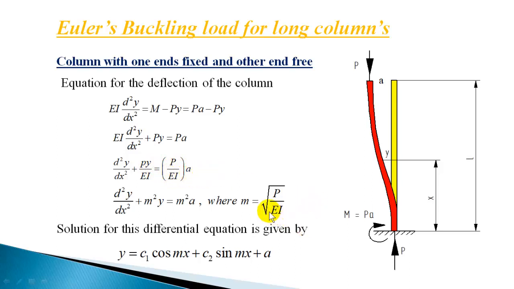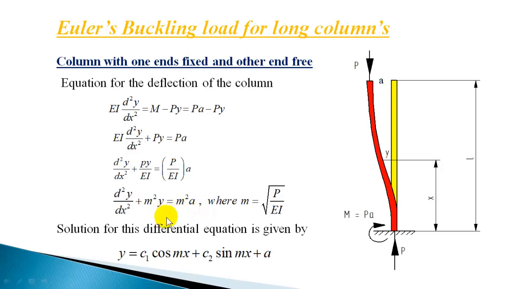Now I'll substitute m as root of P by EI, or P by EI is m square. So P by EI is replaced as m square, and here again it's m square. So d square y by dx square plus m square y is equal to m square A.